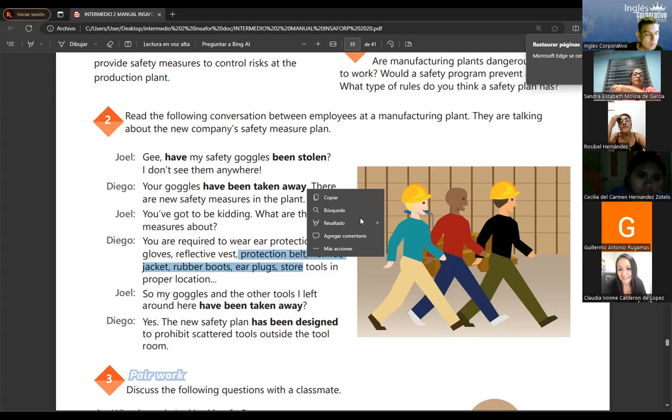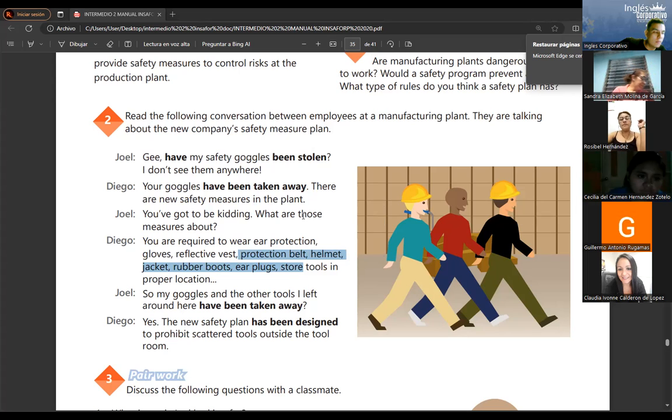Gee, have my safety goggles been stolen? I don't see them anywhere. Your goggles have been taken away. There are new safety measures in the plant. Excellent. You gotta be kidding. What are those measures about? You are required to wear ear protection, gloves, reflective vest, protection belt, helmet, jacket, rubber boots, earplugs, store tools in proper location. So my goggles and the other tools I left around here have been taken away. Yes, the new safety plan has been designed to prohibit scattered tools outside the tool room.